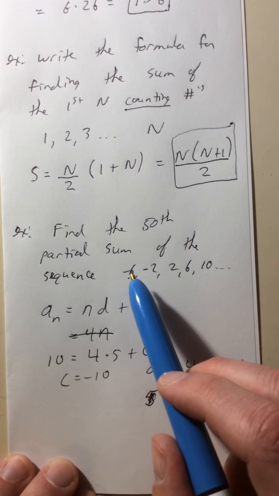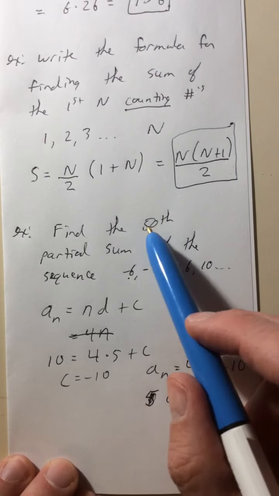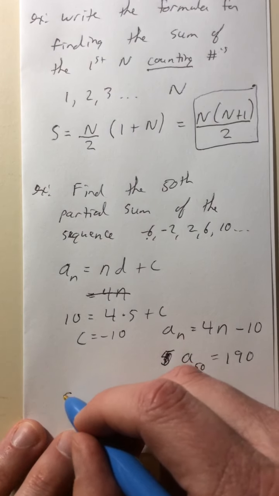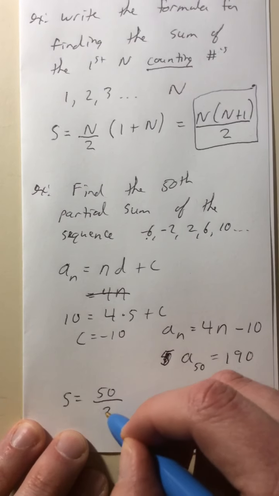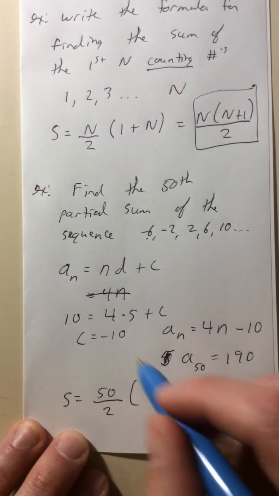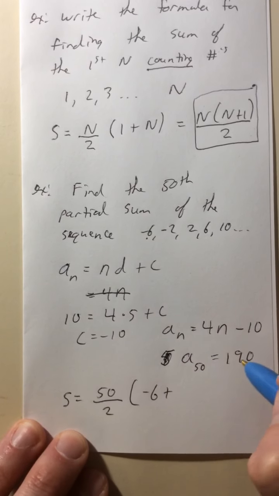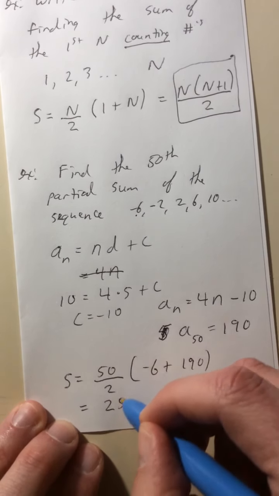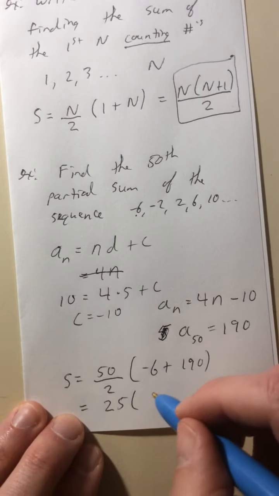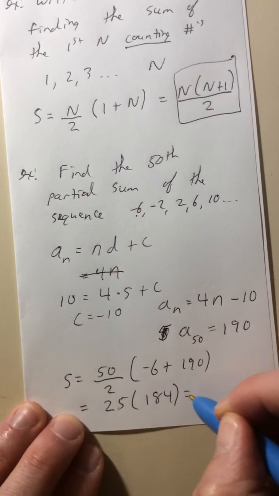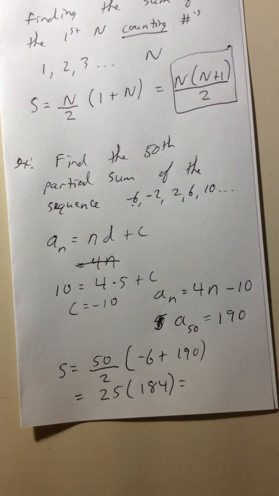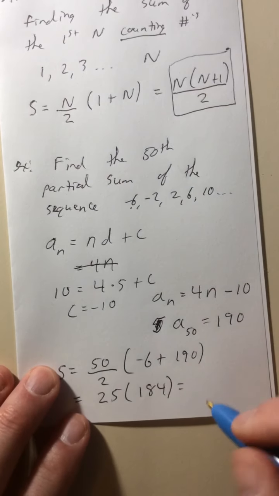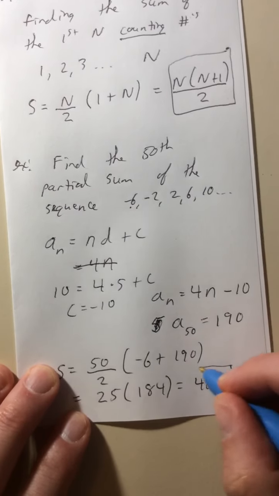190. Okay, so now I know the first, and the last, and how many. So I just use my little formula. S equals 50 over 2 times the first one, negative 6, added to the last one, 190. So 50 over 2 is 25 times 190 minus 6 is 184. And 25 times 184 equals 4,600. And there you go.